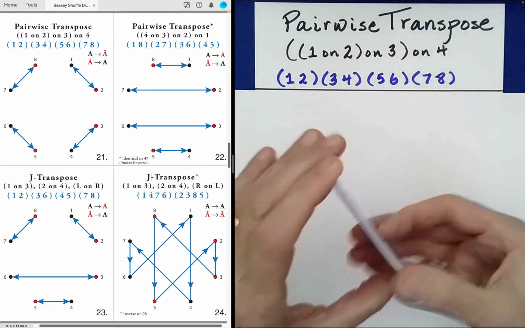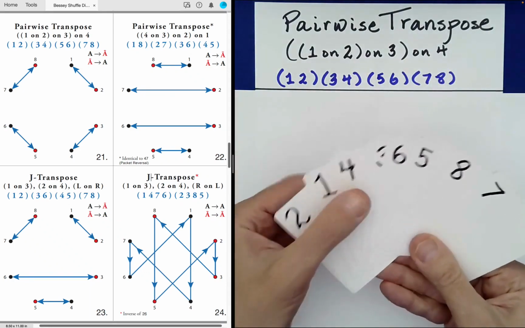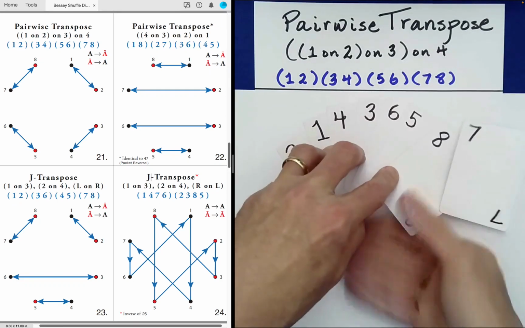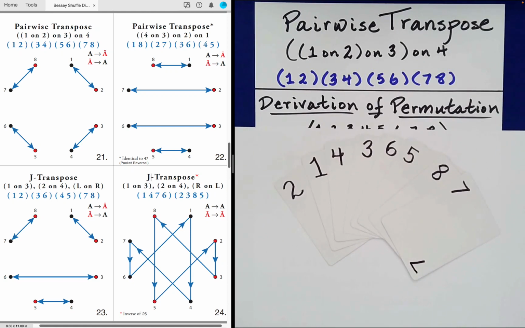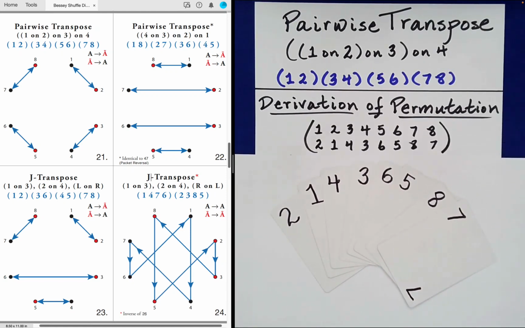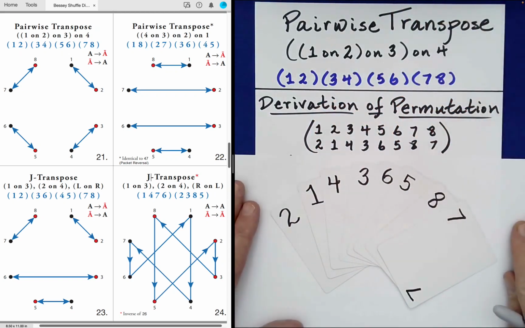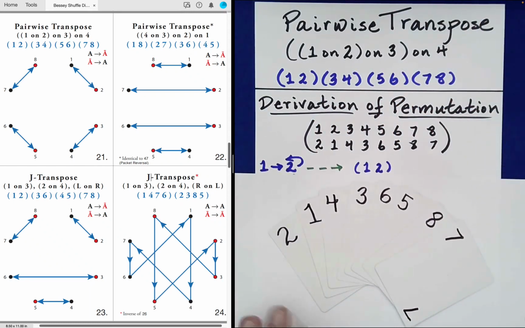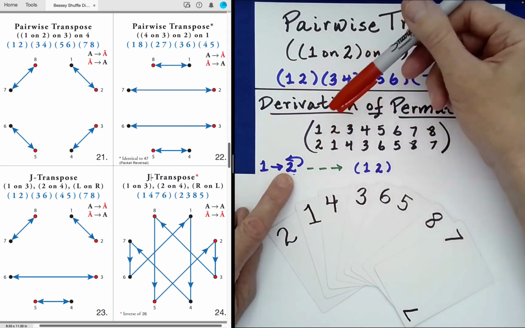Now that we've done the pairwise transpose, let's take a look at the new ordering of the cards so that we can write out the permutation for this shuffle. As you can see, the new ordering is 2, 1, 4, 3, 6, 5, 8, 7. In Cauchy's two-line notation, the top row is always 1 through 8, and then we get 2, 1, 4, 3, 6, 5, 8, 7. Converting that to cycle notation, we find the following. 1 goes to 2, so I have an arrow from 1 to 2.